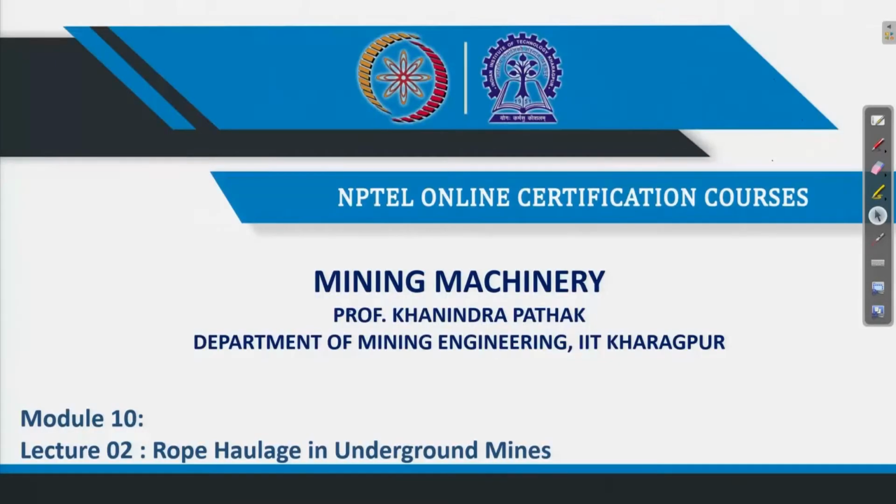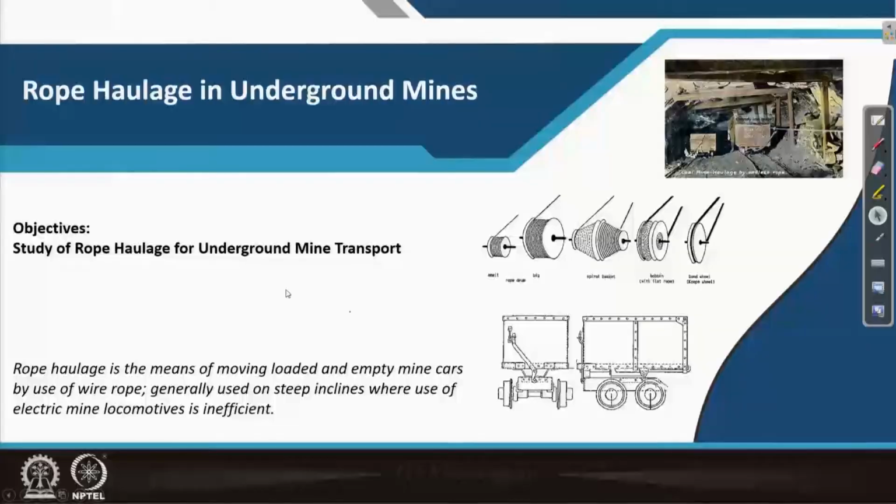We have started discussing underground mine transport, and in the last class I introduced the various types of transportation system. Now, as you know, this is one of the very old systems which is still continuing in many of our coal mines particularly, and also to some extent in some non-mechanized underground mines, but that is very less. In underground coal mining in developing countries, they use rope haulage to a large extent. Today we will be discussing this rope haulage.